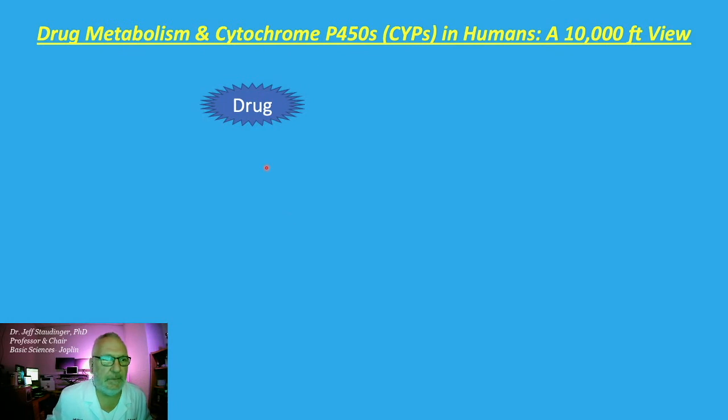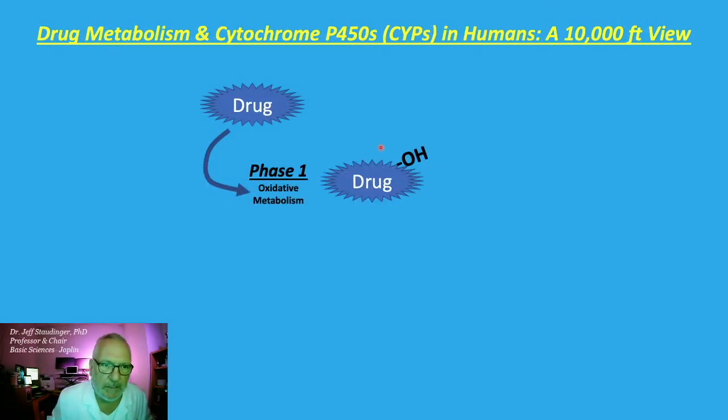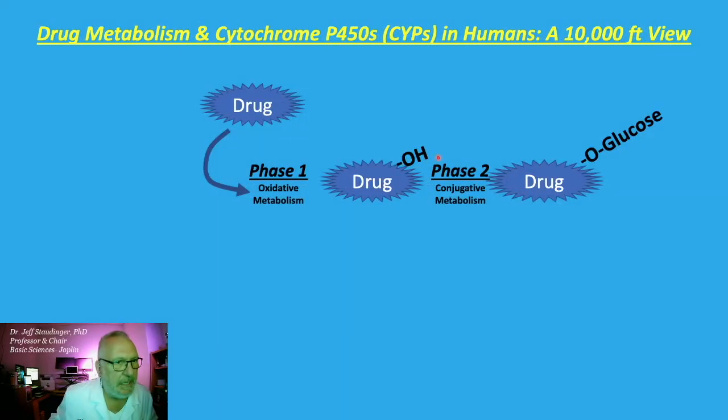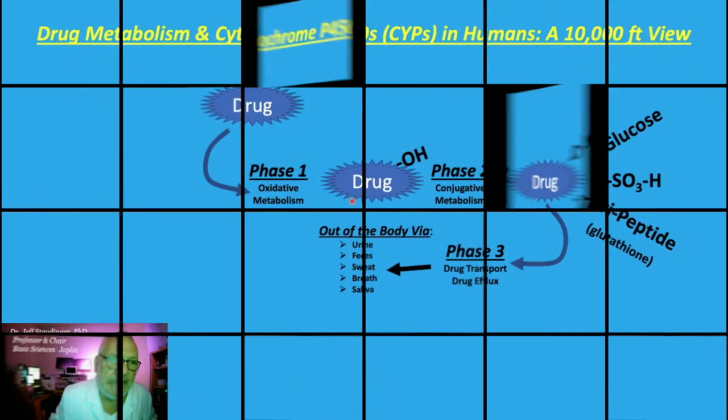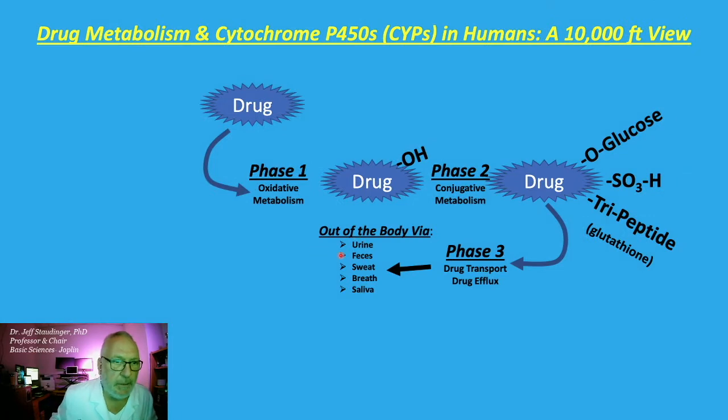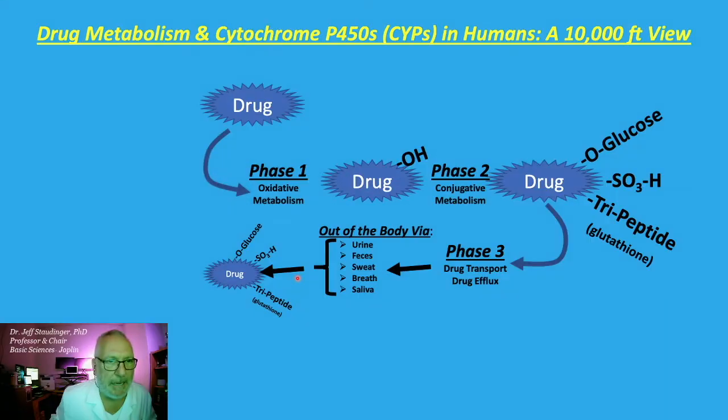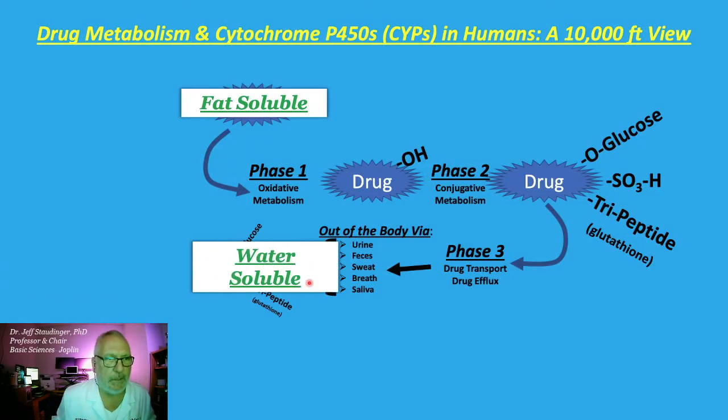Now, a 10,000-foot view. The drug goes through phase 1 oxidative metabolism to produce the hydroxylated form of the drug. This hydroxylation is oftentimes a reactive site for glucuronidation. Glucose gets stuck on the drug, or a sulfonyl group or a glutathione group, rendering these drugs as substrates for phase 3 drug transporter proteins. That's how drugs get out of the body via urine, feces, sweat, breath, and saliva, that which is excreted. This is called biotransformation. It converts a fat-soluble compound into a water-soluble compound.